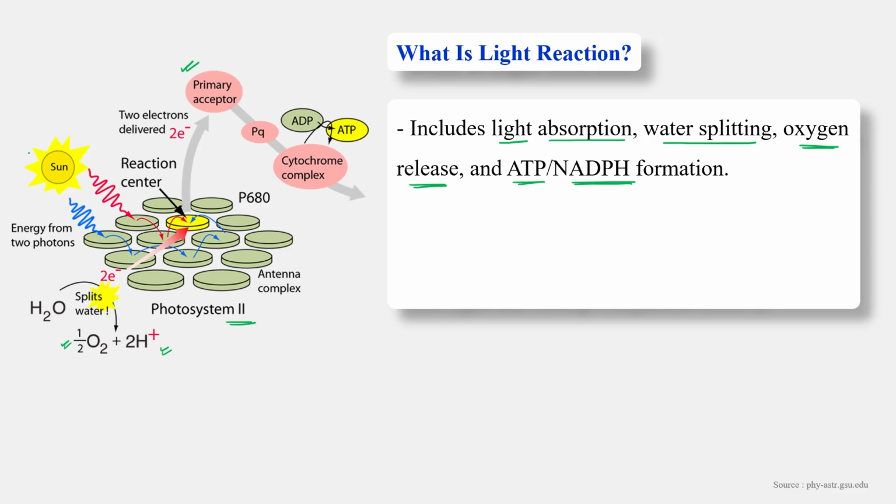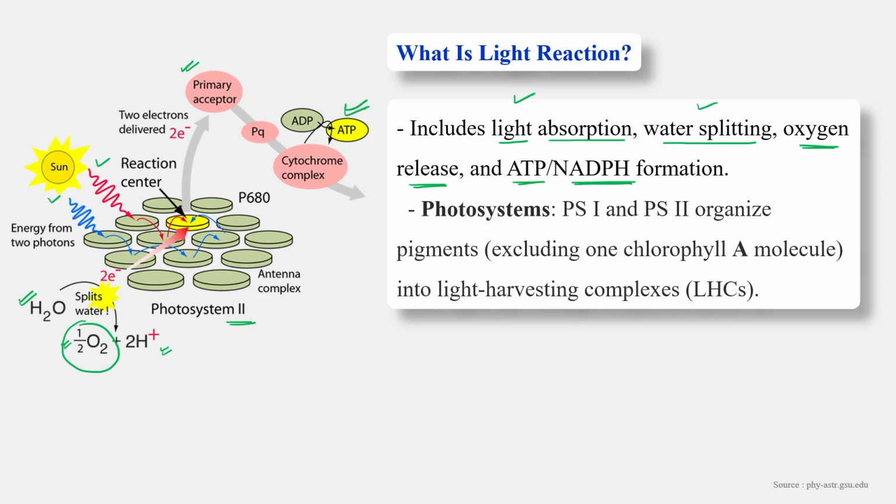Okay, so as you can see, light is absorbed by the pigment, water splitting occurs, right, oxygen is released, right, and ATP is formed. So this is known as the light reaction. In the light reaction there are two types of photosystems working: one is PS1, another is PS2. PS1 and PS2 organize different kinds of pigments, excluding one chlorophyll A molecule, and these act as a light harvesting complex.